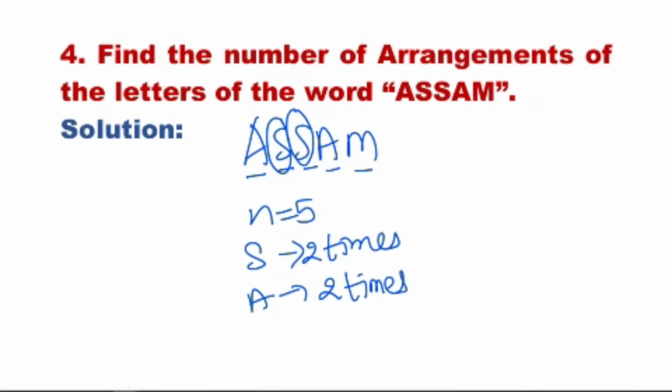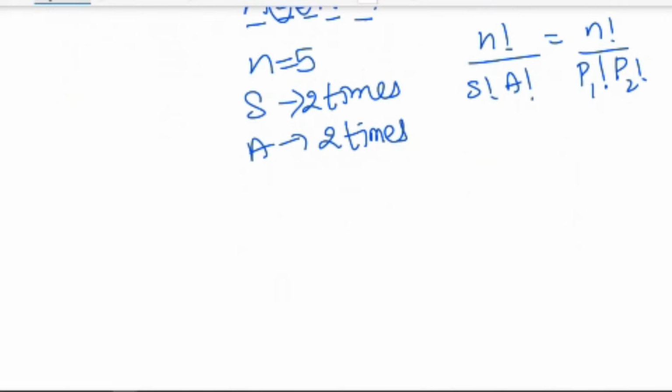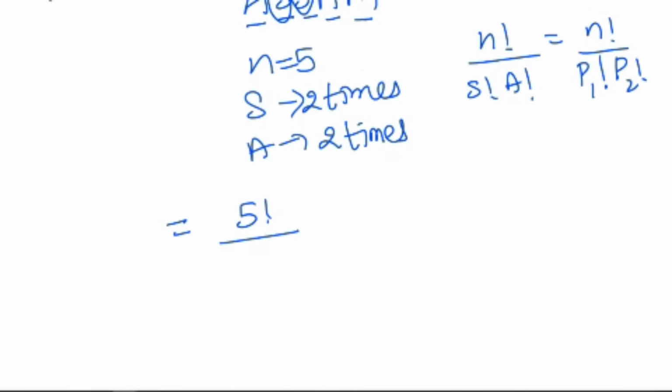So whenever there is a repetition, we can use the formula n factorial divided by s factorial, a factorial. Or we can even write this as n factorial divided by p1 factorial, p2 factorial, the factorials of the first repeated number and the second repeated number. So now we can write this as n is 5 factorial divided by what is p1 factorial? That will be 2 factorial. What is p2 factorial? That is also 2 factorial.